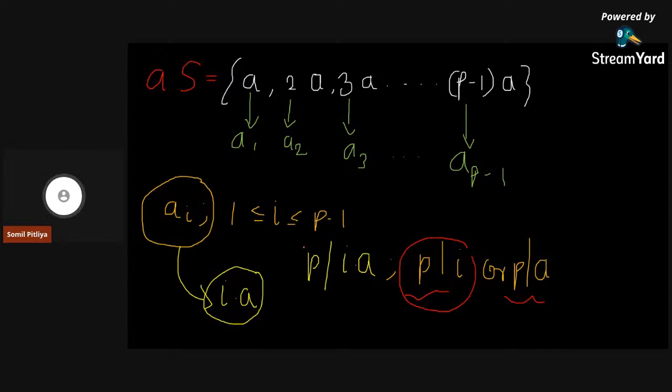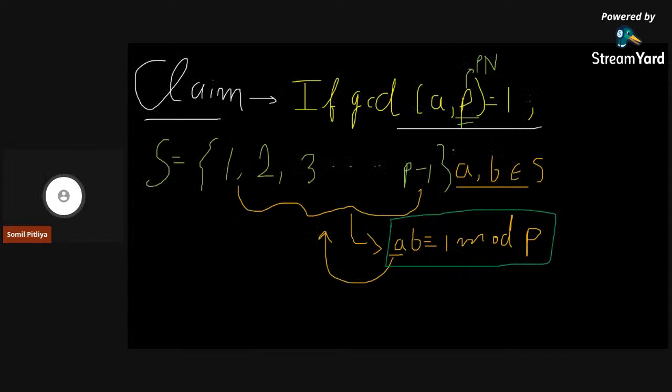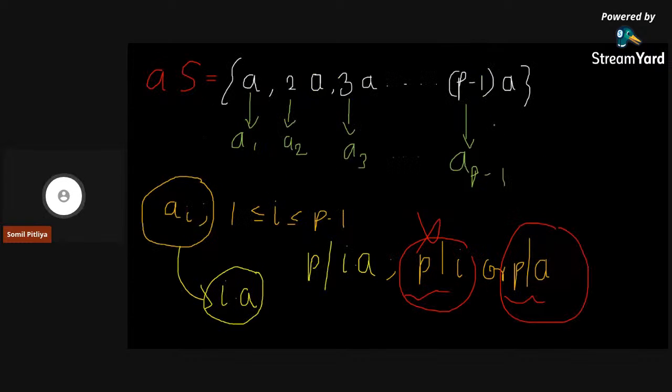How can a bigger number divide a smaller number? So this is wrong. Now second is P can divide A, but P can't divide A because I assumed that GCD of A comma P is 1 in my starting only. So I can't say that P divides A. So this is a contradiction.